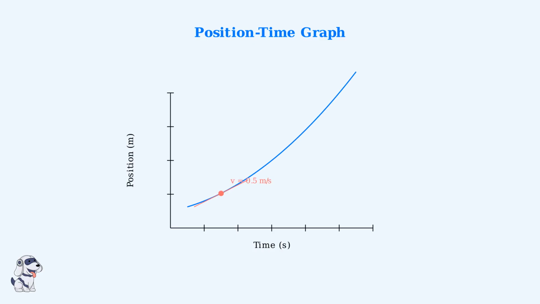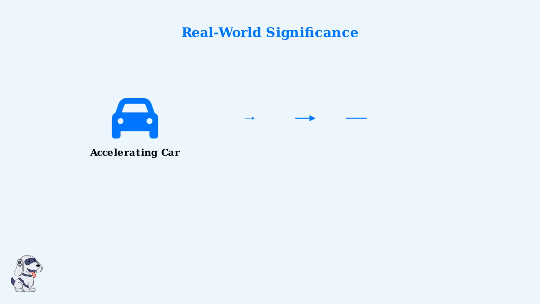On a position time graph, instantaneous velocity is represented by the slope of the tangent line at any given point. The steeper the slope, the greater the instantaneous velocity at that moment. Instantaneous velocity is crucial for understanding objects with changing speeds and directions.